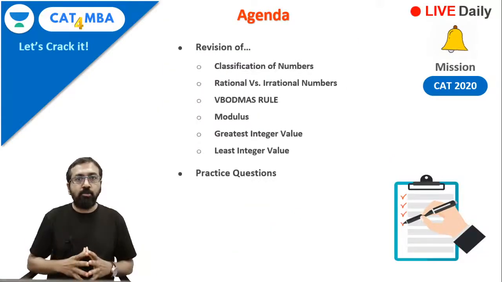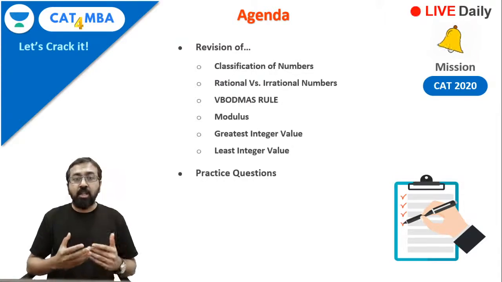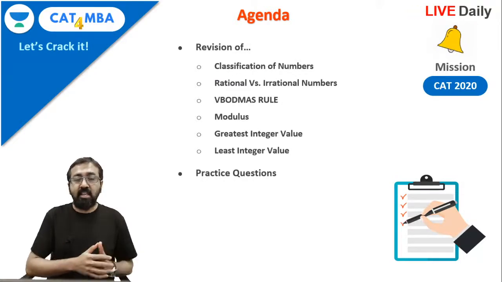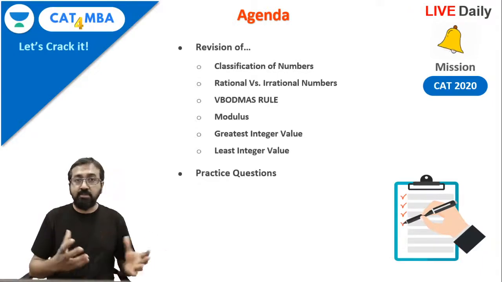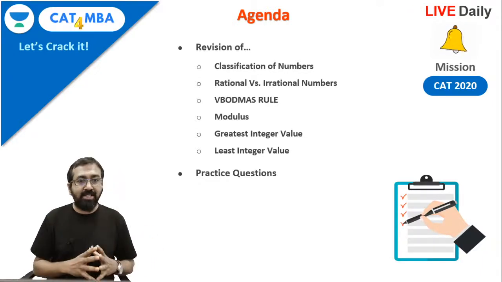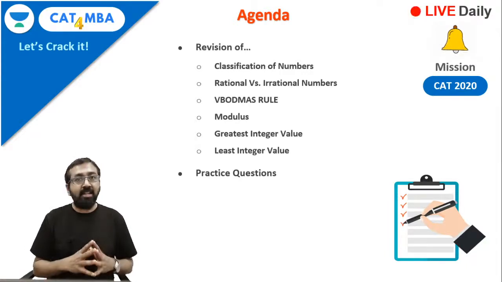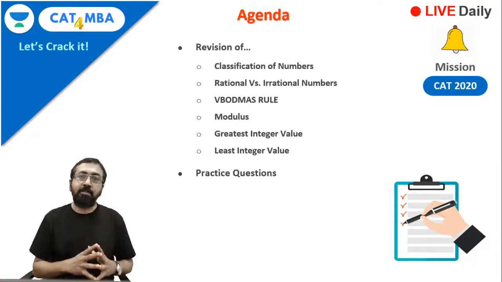Just to quickly tell you about the agenda for this session. In this session we are going to revise the concepts that we had discussed in lecture 1. These are the concepts that we discussed: classification of numbers, rational versus irrational numbers, then Bodmas rule, something that you must have studied during school. So this is what we are going to revise. Then modulus, greatest integer function and least integer function, and then we are going to solve plenty of practice questions.